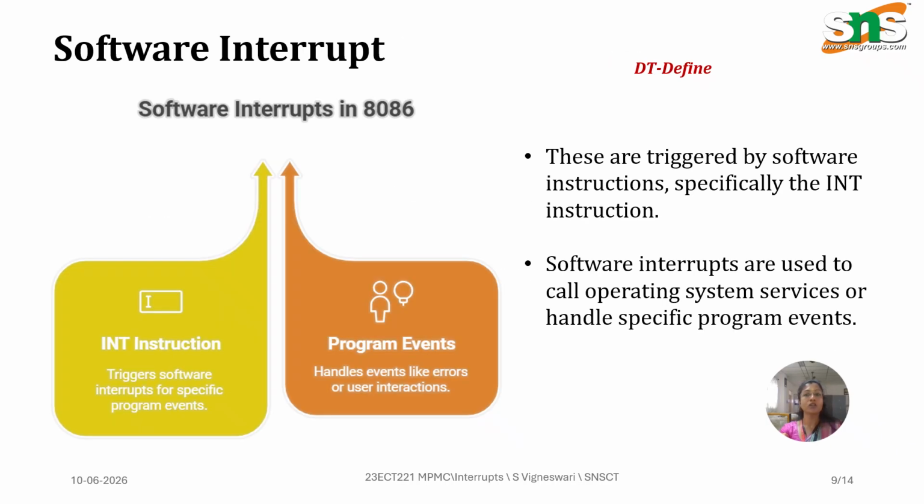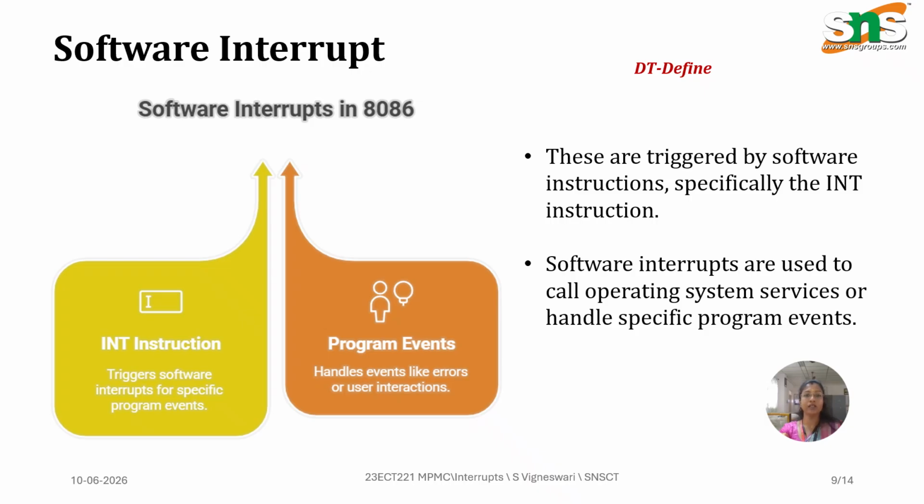Next comes the software interrupt. Software interrupts come under the second category, and unlike hardware interrupts, they are generated by software instructions. The instruction used here is INT 21H, which requests a predefined service from the operating system. The 8086 supports 256 types of interrupts, numbered from 0 to 255, and these are widely used for input/output operations, operating system services, program debugging, and error handling.